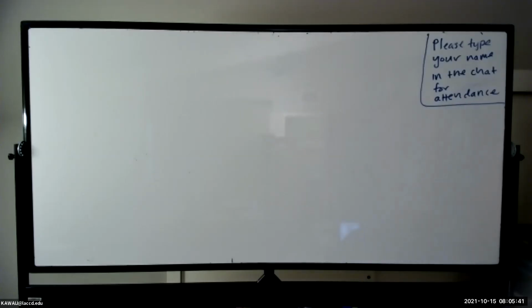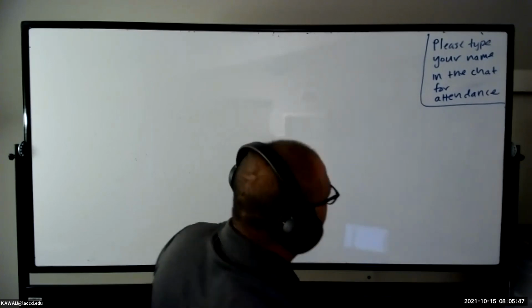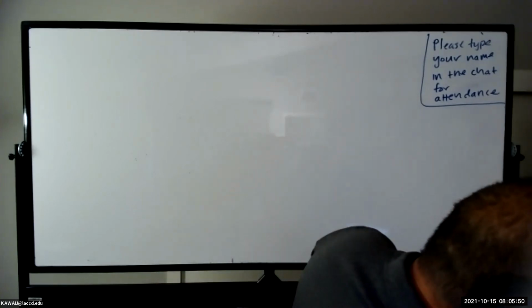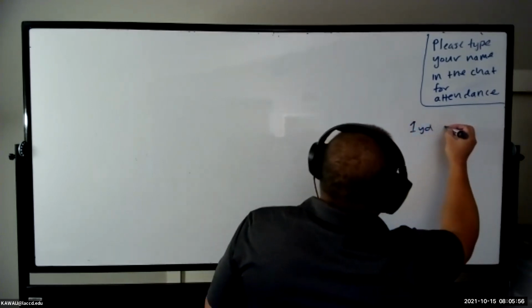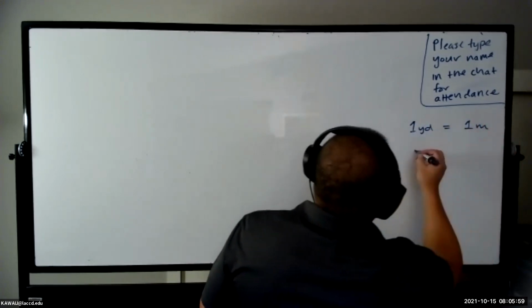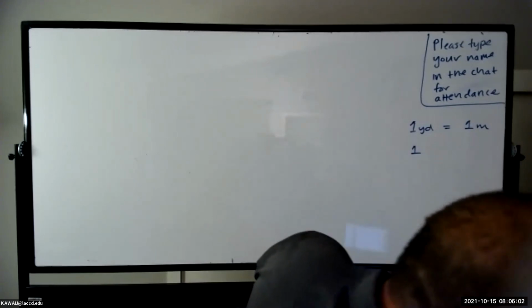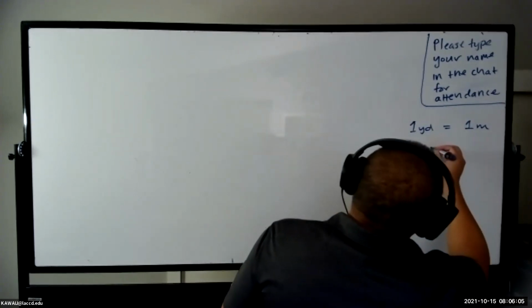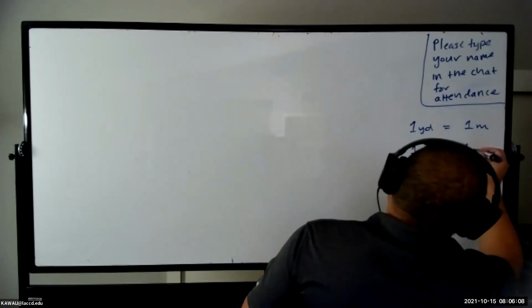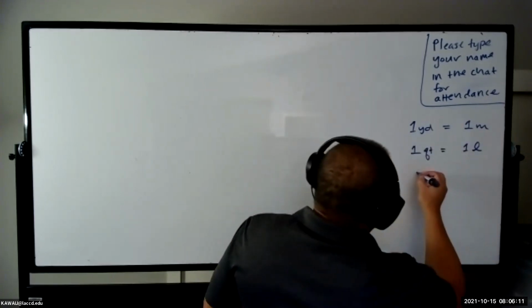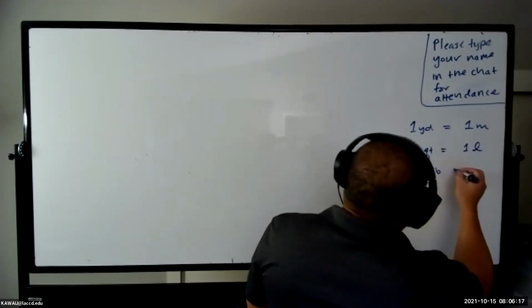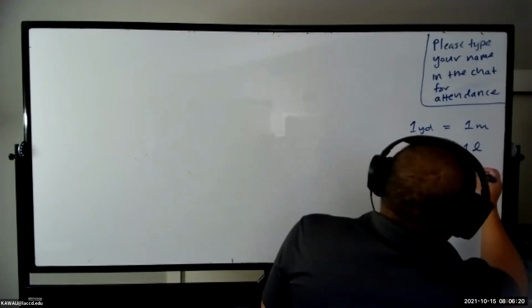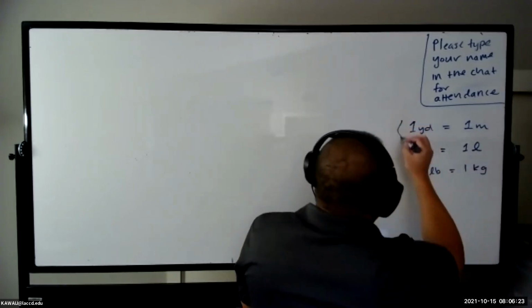Okay. Now, let's do some of these. Let's remember that when we want to transition from yards to meters, we want to remember that 1 yard is equal to 1 meter, 1 quart is equal to 1 liter, and 2.2 pounds is equal to 1 kilogram. Those are how we transition.